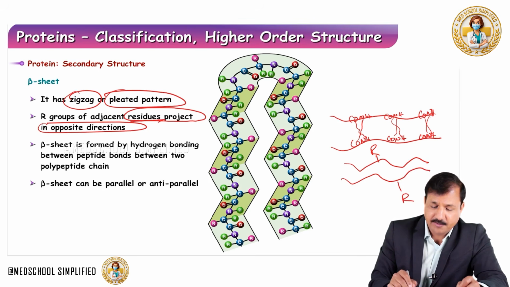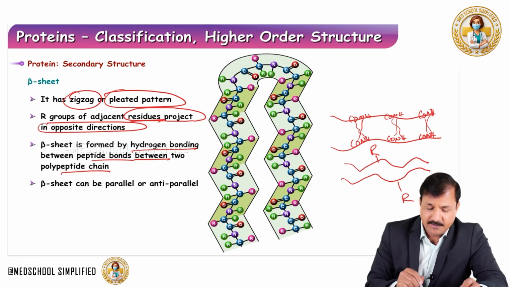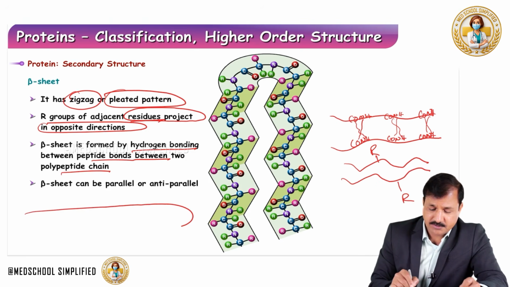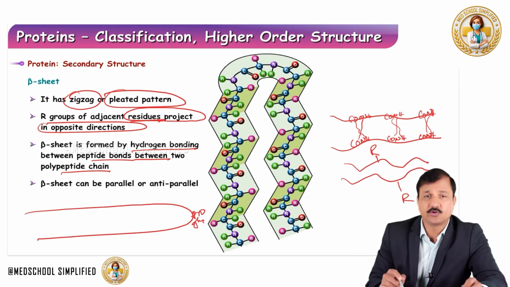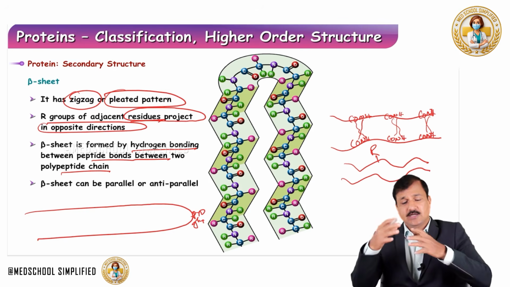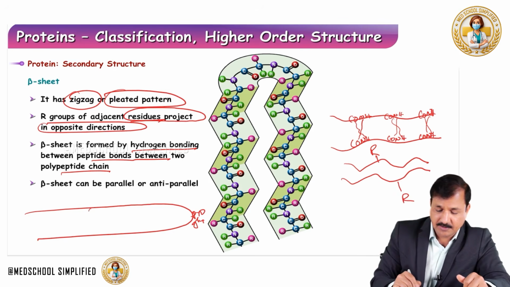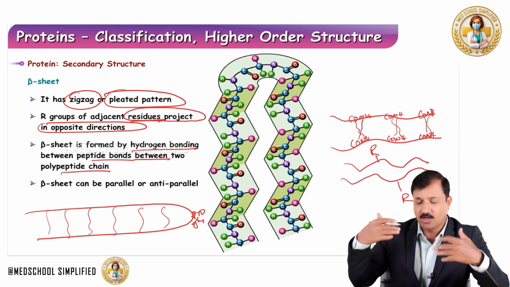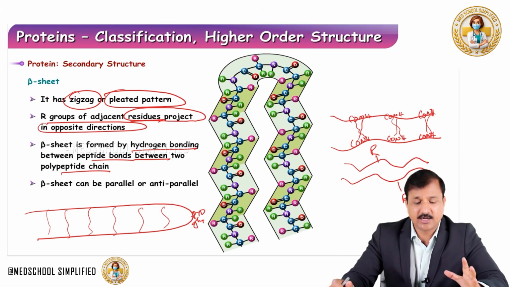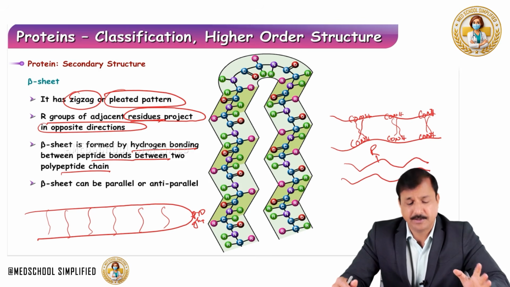So a beta sheet is formed by hydrogen bonding between peptide bonds of two polypeptide chains, or it can be a single polypeptide chain which is bent over because of proline and glycine, which will induce bends. When it is bent over, there can be interaction within this polypeptide chain, which is sufficiently long. So that can also give rise to a beta sheet.